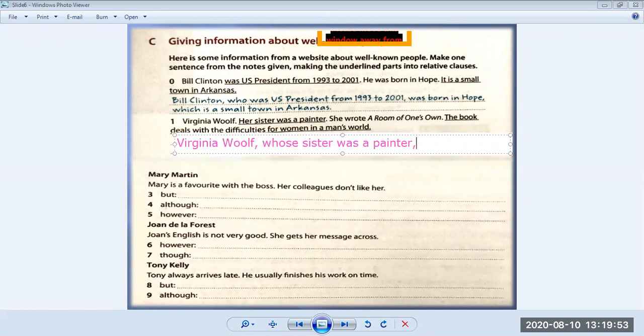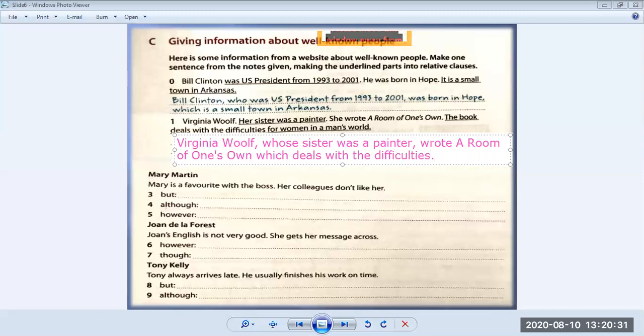Painter. Virginia Woolf wrote A Room of One's Own, which deals with the difficulties. So the rest of the exercise, you're going to complete it like this.